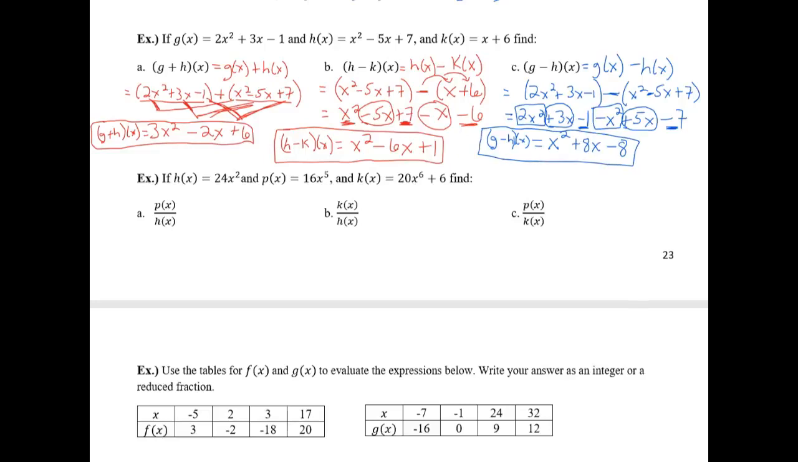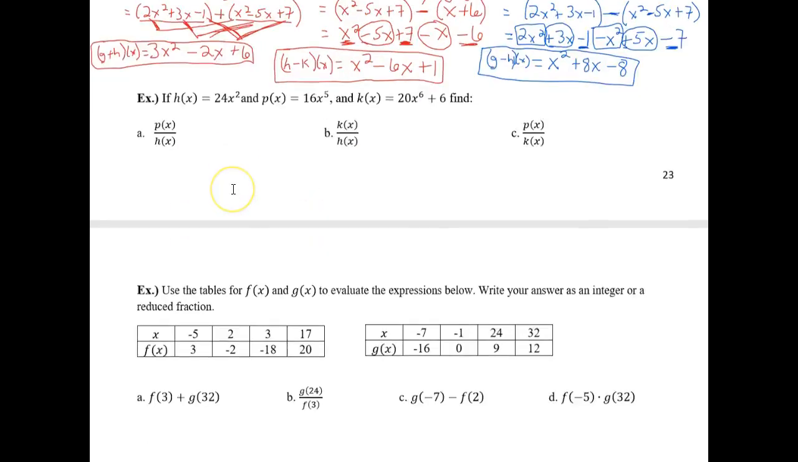These next examples are doing division. So, division of functions. Again, just doing the general formulas. Part A says p of x divided by h of x. P of x has to go on top. That's 16x to the 5th. And h of x needs to go in the denominator: 24x squared.